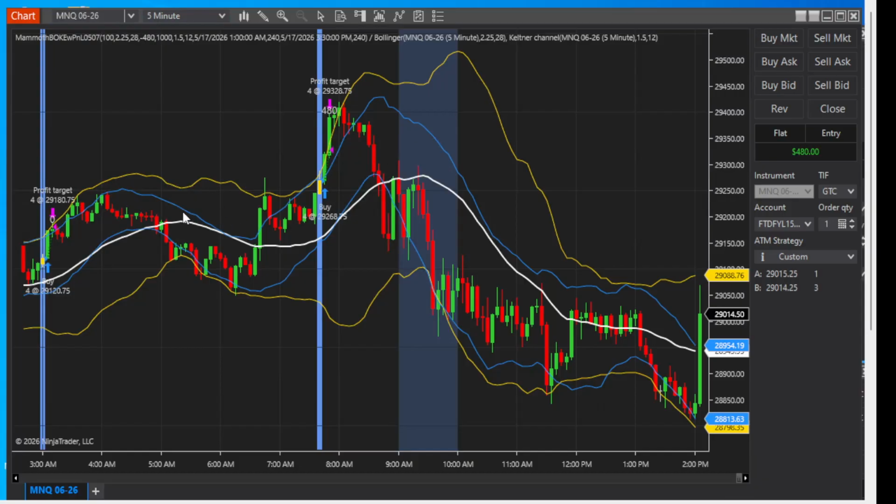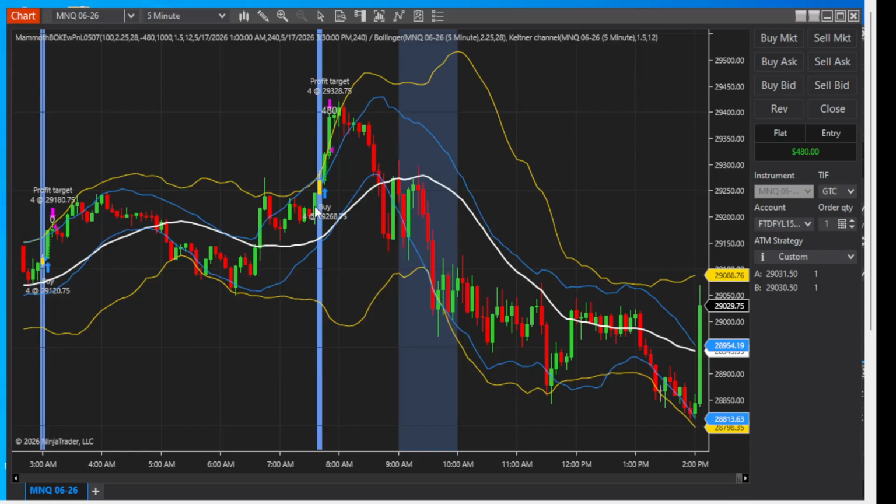So the strategy is simple. We actually use two indicators. These indicators are part of NinjaTrader 8. The yellow upper line and lower line are the Bollinger Band, and the blue one is the Keltner channel. Okay, you can see.